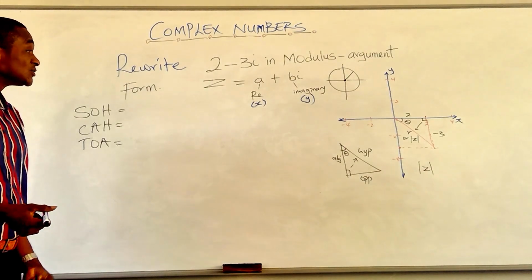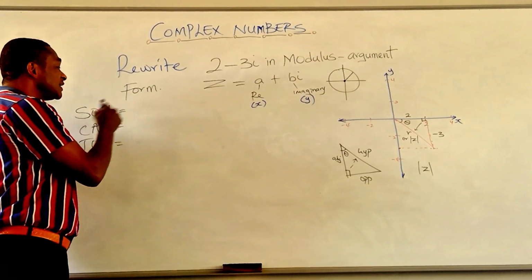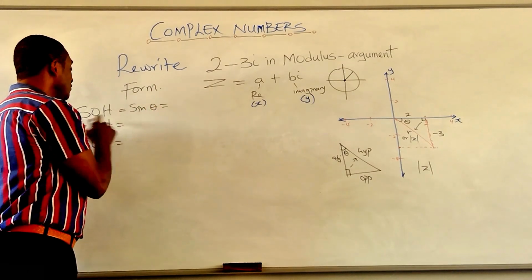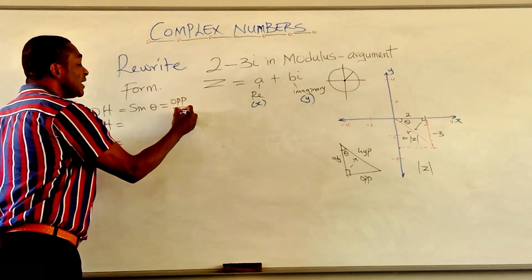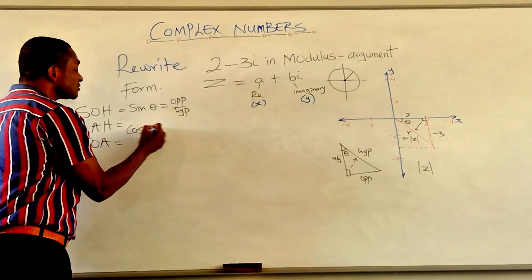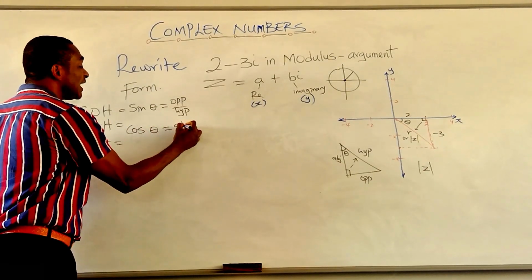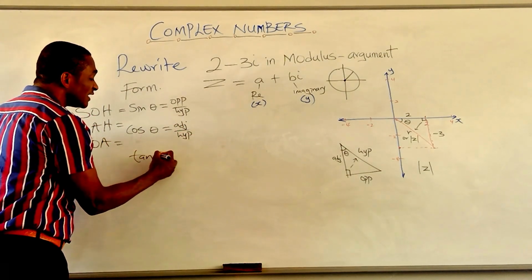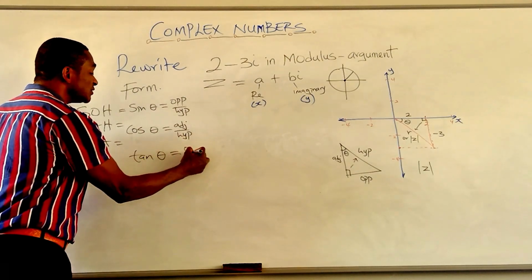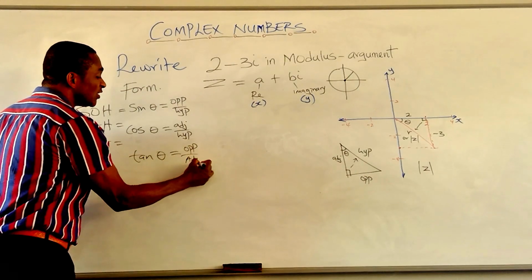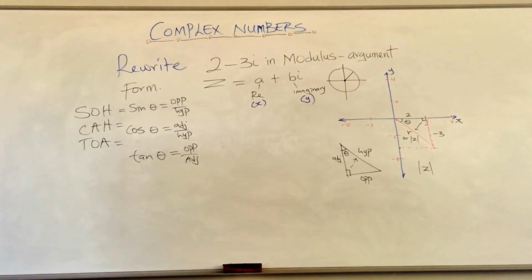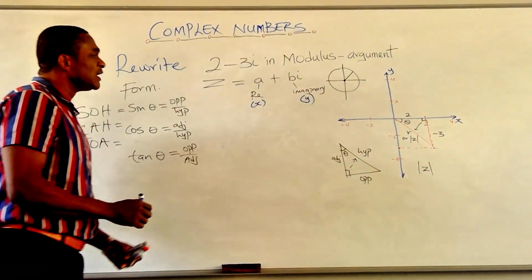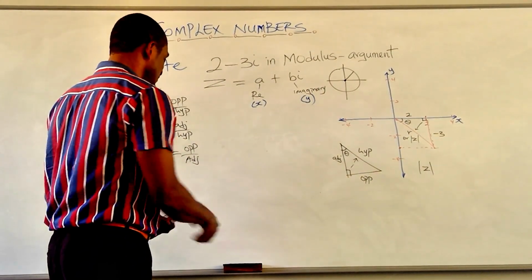Now, how do we work around SOHCAHTOA? When we are dealing with sine of any angle, it will be opposite over hypotenuse. If we are dealing with cos of any angle, it will be the adjacent over the hypotenuse. If we are dealing with tan of that angle, it will be opposite over the adjacent of that given triangle. Now we have two things to go through. One is getting our argument, and the other is getting our radius. Let's go through getting our argument.